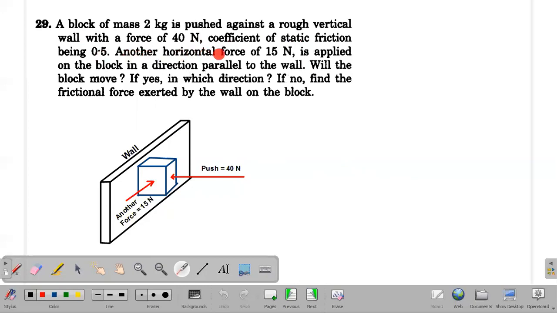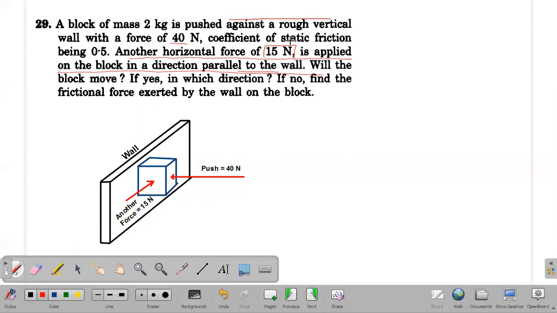Now another horizontal force of 15 Newton is applied on the block in a direction parallel to the wall. This is the main point where students are generally confused. They are not able to understand this force. And for that reason, I have drawn the figure for you. This 15 Newton force is applied parallel to the wall, whereas this 40 Newton was against the wall.